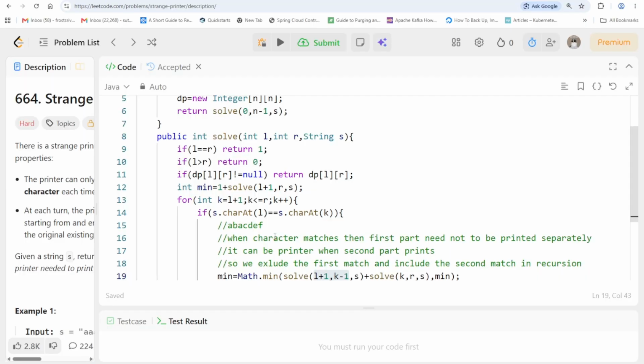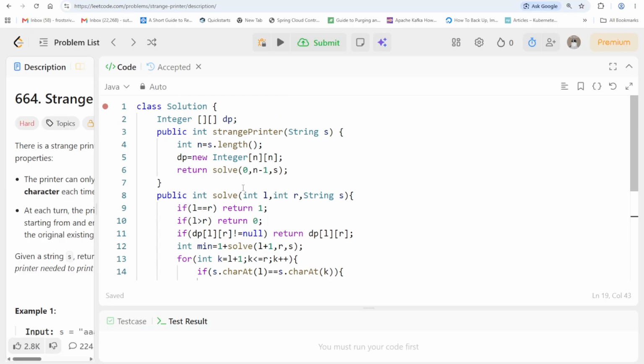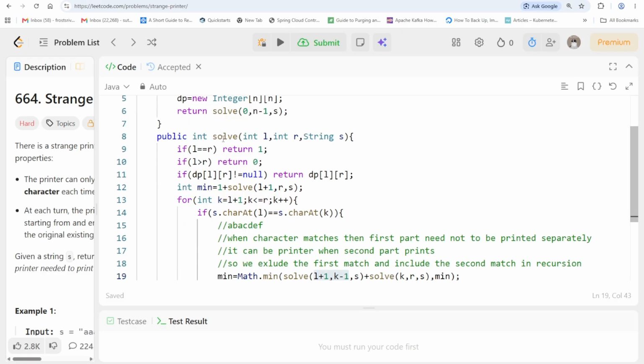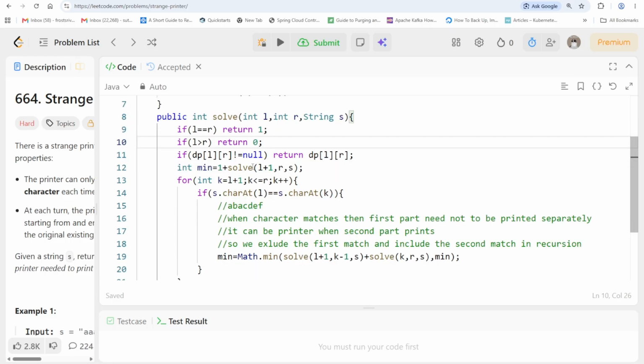So let's get back to the code part of it. So you are seeing that my recursive function will be like this, which will contain sol, L and R, and string S. As we have discussed, the base case will be if L equal to R, it means only one character left, then obviously the cost will be 1. If L is greater than R, it means no character left, then we will return 0. And this is our default case in which we are printing characters one by one, right? We are just taking only one character, printing it, and then we are solving for the rest of the string.